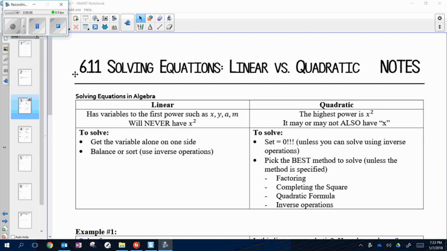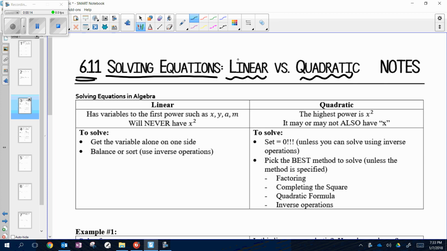Getting to the near end of the unit here. 611, we're going to solve some equations. We've been doing this for a few days now. Linear versus quadratic. Linear we haven't seen since, I don't know, like unit 3. So we're going to make some comparisons and see if you remember how to solve linear equations.